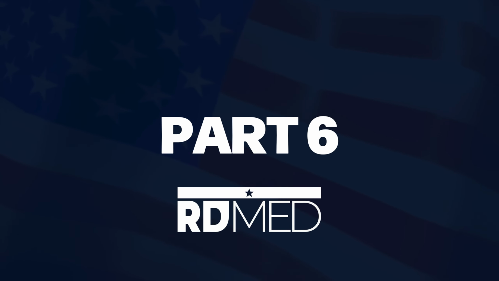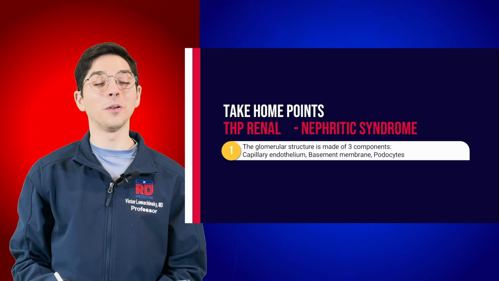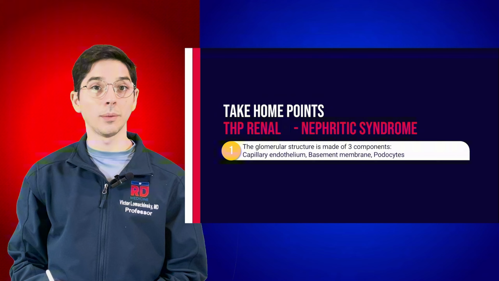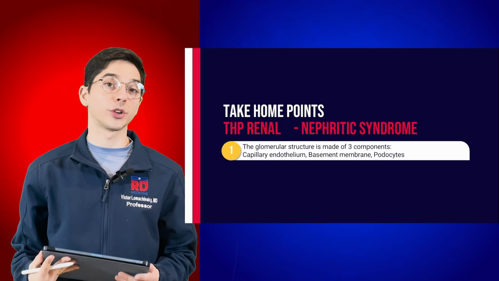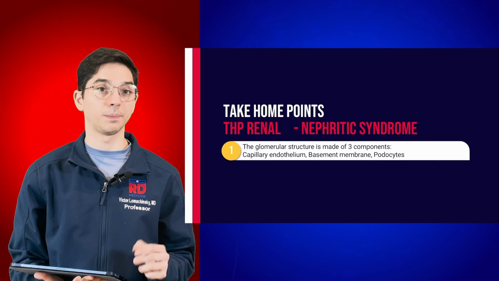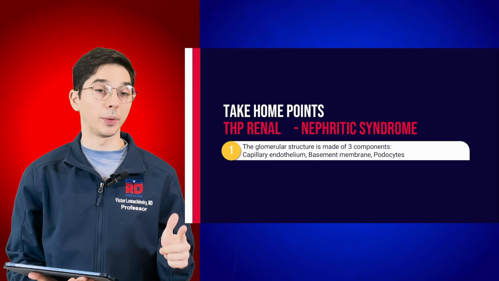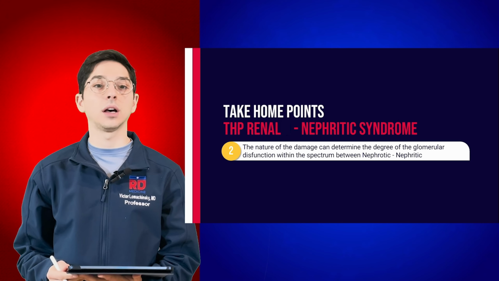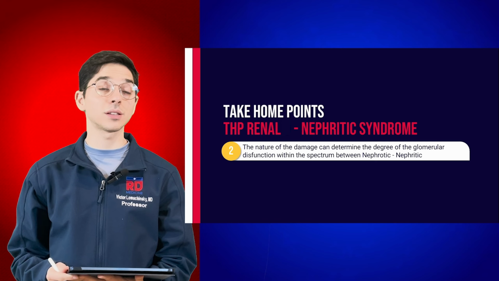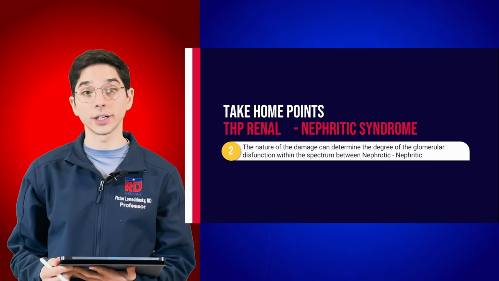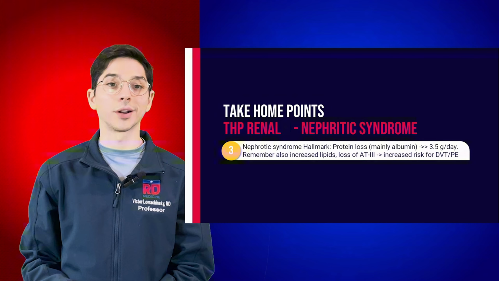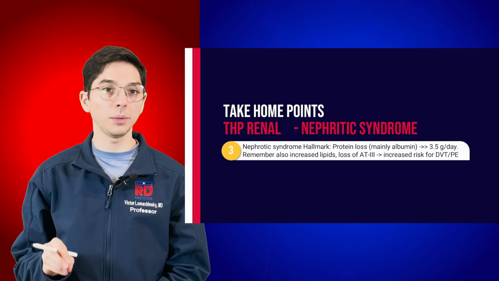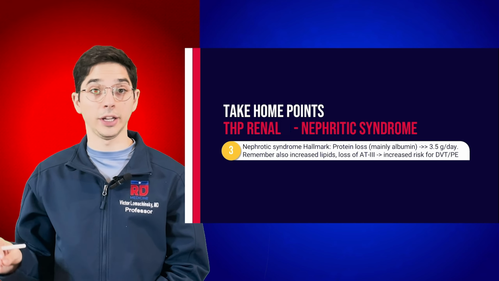Part 6. Welcome to the take-home points for the nephritic syndrome lecture. Now, for the first take-home point, let's remember the glomerular structure. The glomerular structure consists of 3 primary components: the capillary endothelium, the basement membrane, and the podocytes. The nature of the damage to these structures determines the extent of glomerular dysfunction, which exists on a spectrum between nephrotic and nephritic syndromes. The hallmark feature of nephrotic syndrome is significant protein loss, primarily albumin, which exceeds 3.5 grams of protein lost per day.